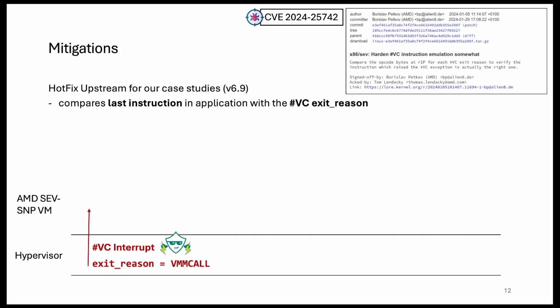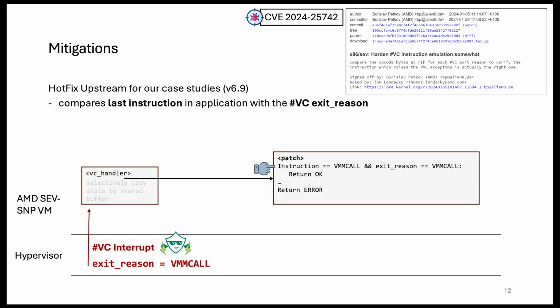We, as the attacker, inject a malicious WeSee interrupt indicating a VMM call, even though the SNP VM does not actually execute a VMM call instruction. So the WeSee handler is being called, and now before it starts to leak internal states, this new patch set is executed. What the patch set does is that it compares the opcode, so the instruction, and checks whether it matches the exit reason. Since in our example, the SNP VM does not execute a VMM call instruction, this fails, and the kernel simply panics.